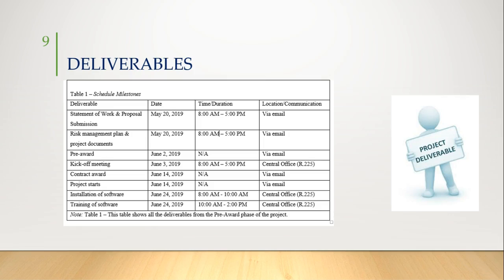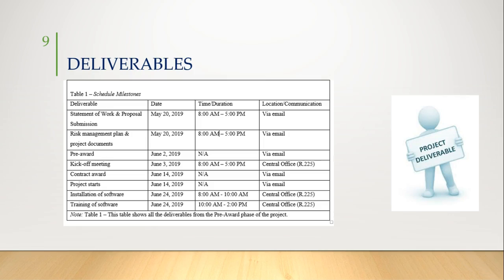Deliverables. The first one is a statement of work and proposal submission. The date is scheduled for May 20th, 2019, and the time duration is from 8 a.m. to 5 p.m., and the document shall be sent by email. Risk management plan and project documents. It is scheduled for May 20th, 2019, time duration from 8 a.m. to 5 p.m., and the document shall be sent by email as well.